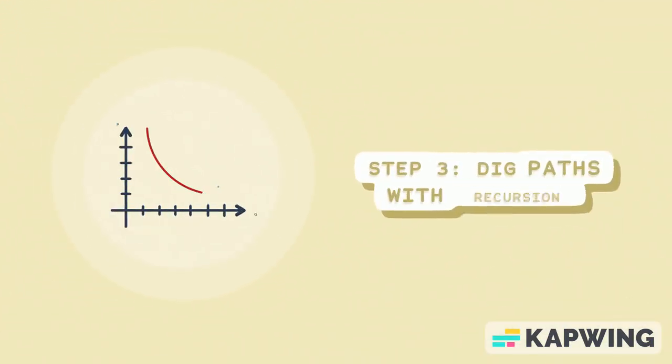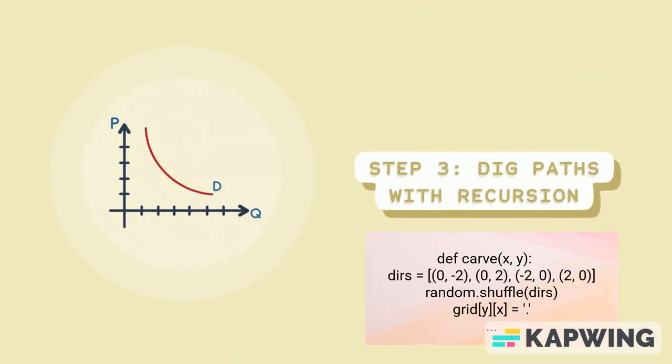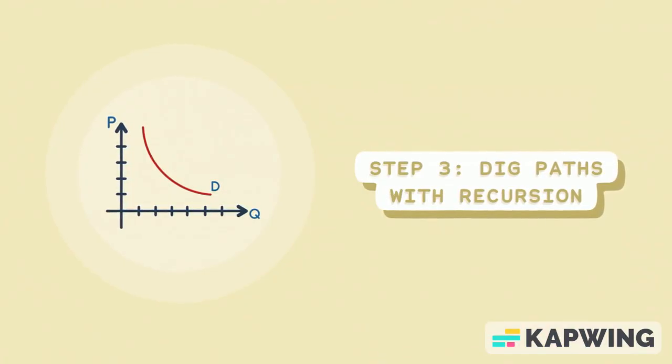Inside the maze generator, we define a carve function. This uses recursive backtracking to dig through the grid, carving a random path.